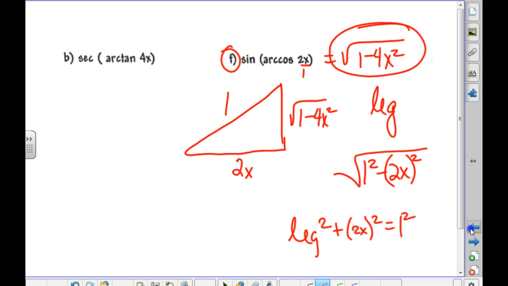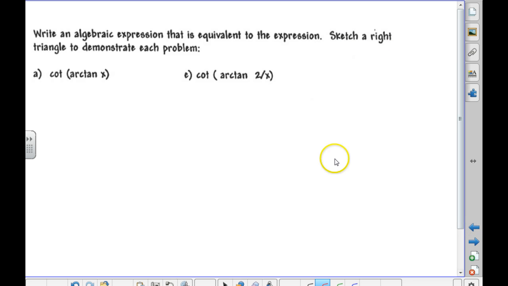Okay, I'm going to go back and talk about this one. This one is very basic because it says the tangent is x. I'm going to make it x over 1. Tangent is what? Opposite over adjacent. Humor me and find this side then. What expression could I write there?